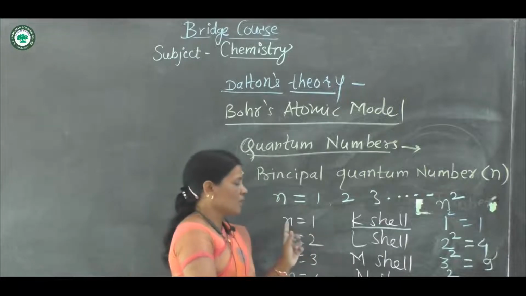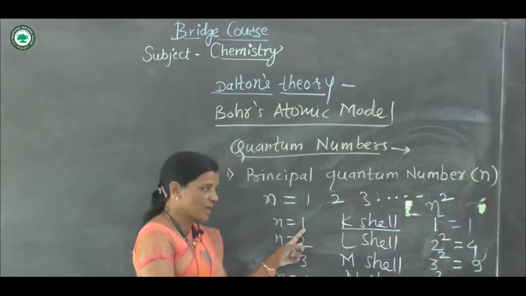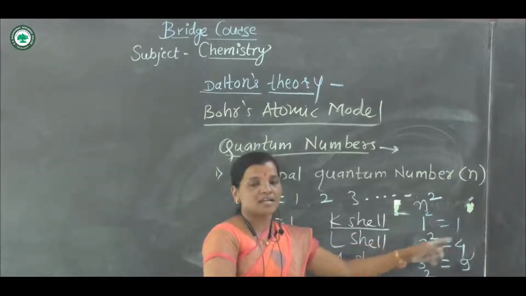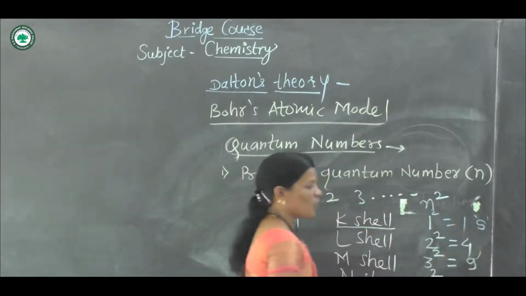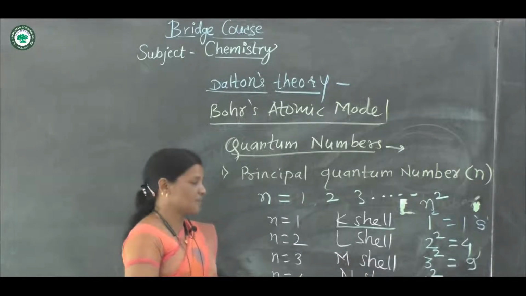Now for the K shell, n is equal to 1, the principal quantum number is equal to 1. How many subshells are present here? Only one subshell is present. That means only the s subshell is present. Only one s subshell is present.